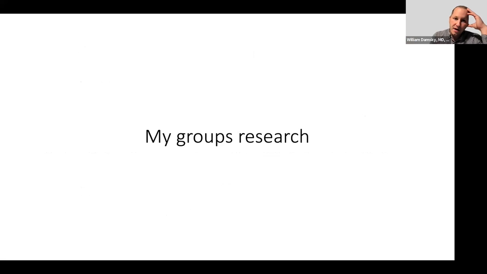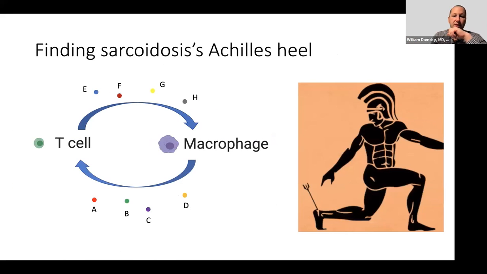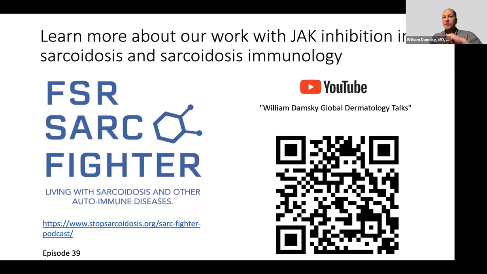And rather than talk about my group's research in sarcoidosis, I want to just show you a couple of links here, which talk about this work in varying levels of detail. I am a dermatologist. I'm also trained as an immunologist, and our group is interested in using this class of medications called JAK inhibitors, which are FDA approved for other indications, but we found can be very effective in sarcoidosis of the skin, as well as sarcoidosis in other organs.